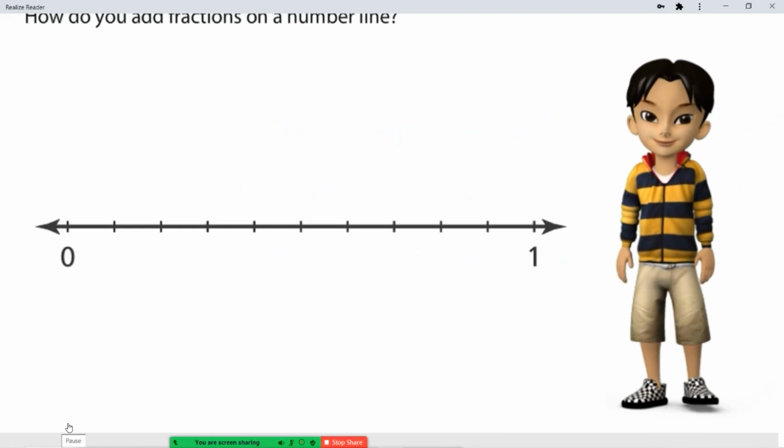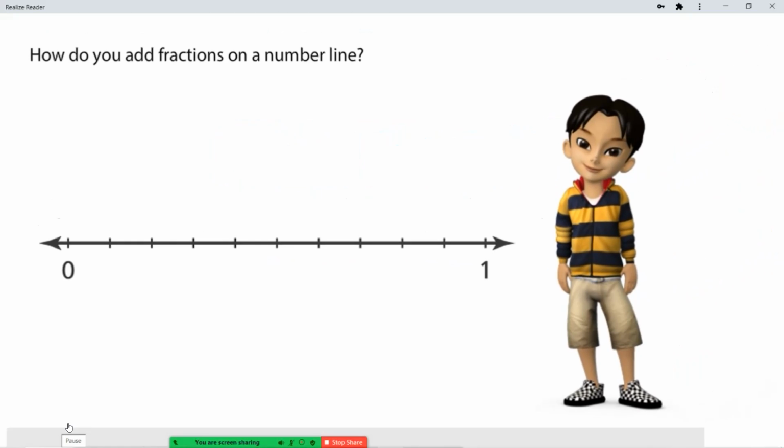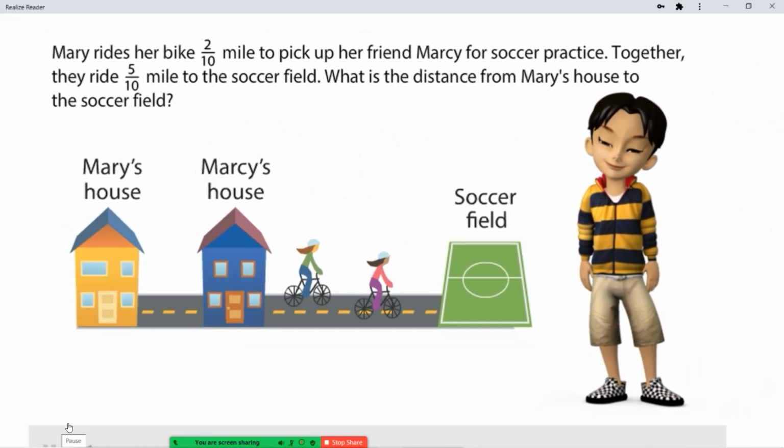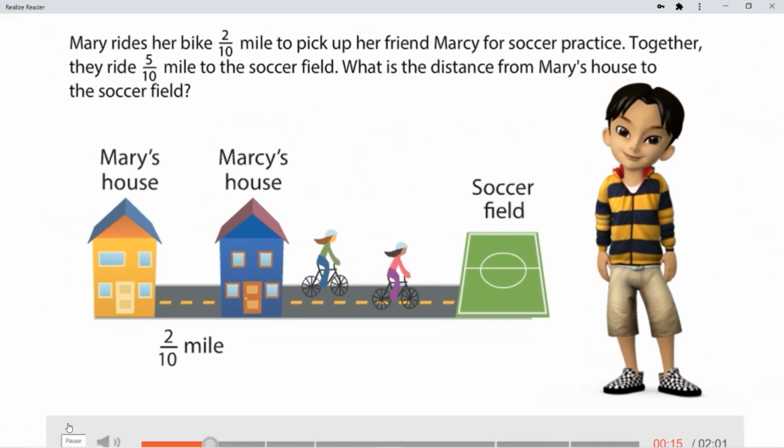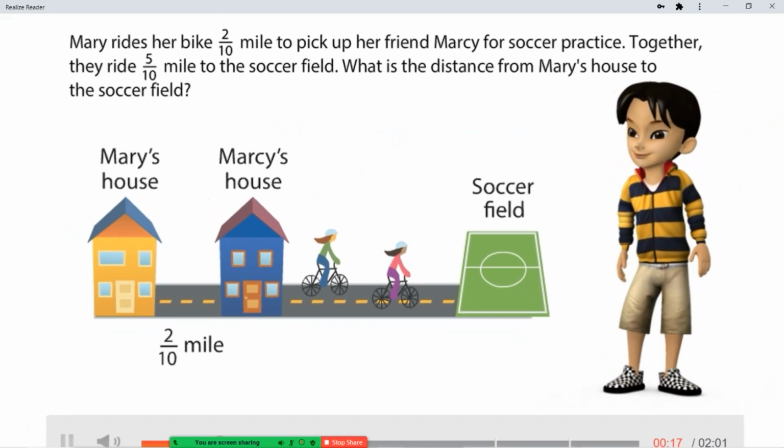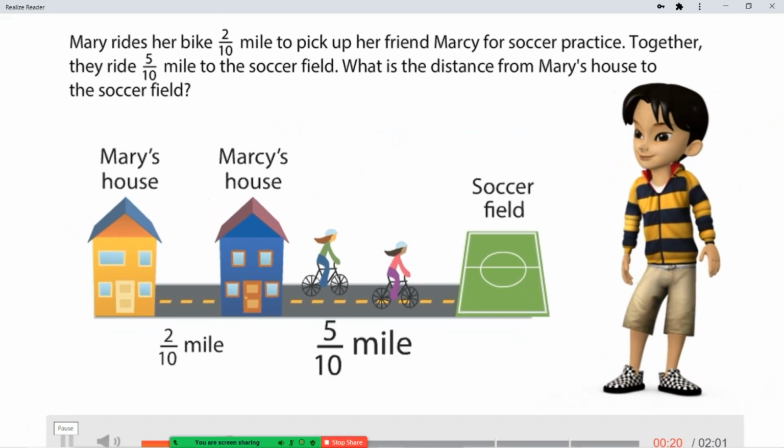How do you add fractions on a number line? Mary rides her bike 2/10 mile to pick up her friend Marcy for soccer practice. Together, they ride 5/10 mile to the soccer field. What is the distance from Mary's house to the soccer field?